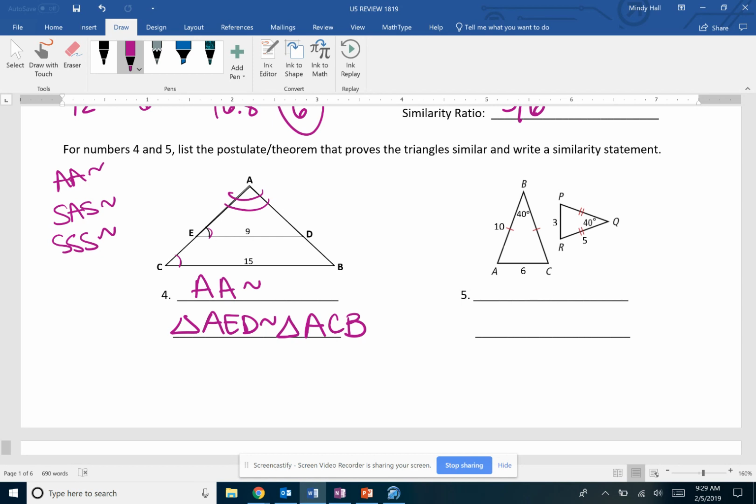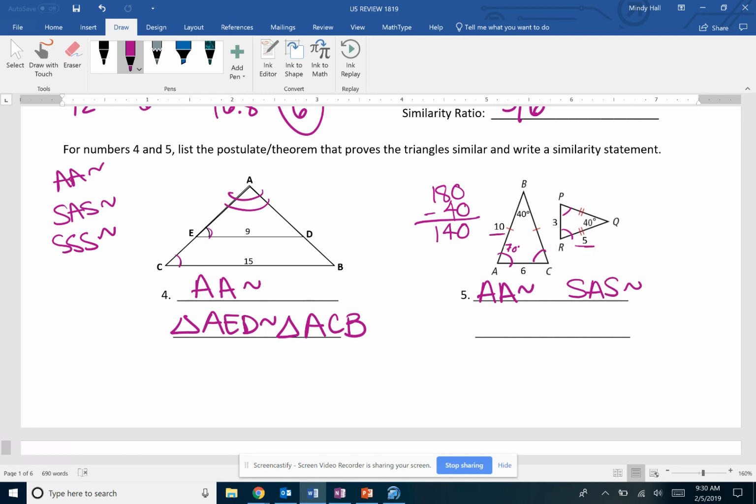But since these are isosceles triangles, I know that these two angles are going to be congruent. So if I do 180 minus 40, that means I have 140. So each of these are 70 degrees, which means all of these are also 70 degrees. So this one could be AA similarity. It could also be SAS similarity, because we have these little marks right here that tell us that it can be.